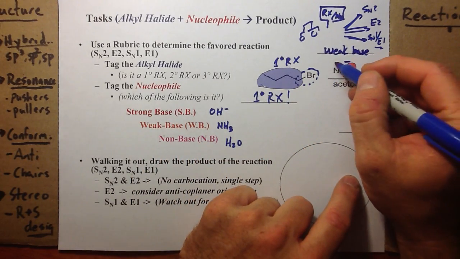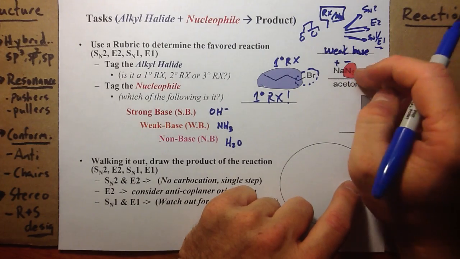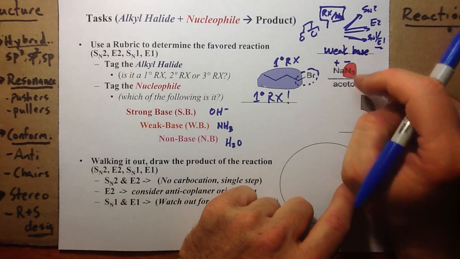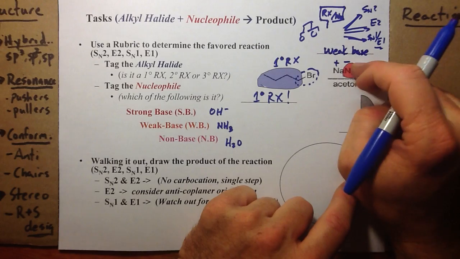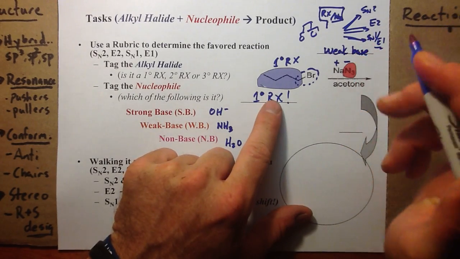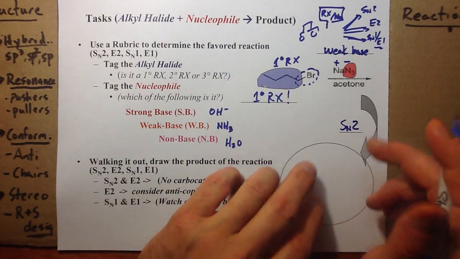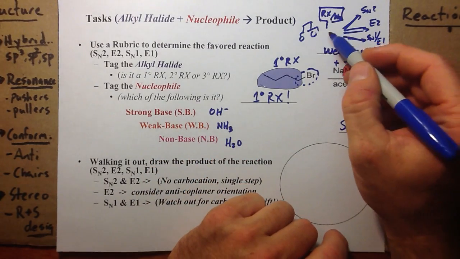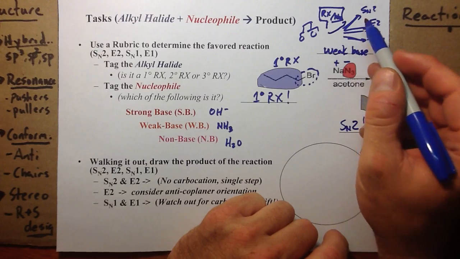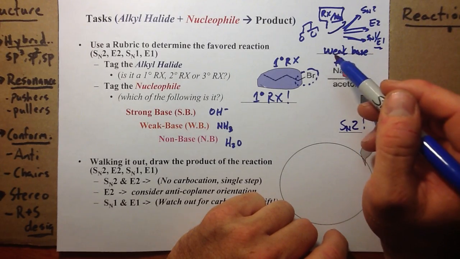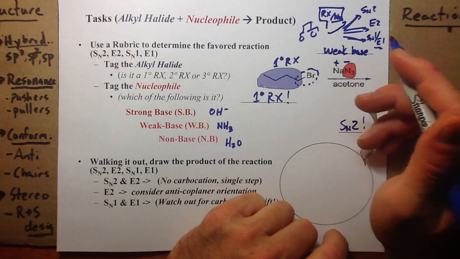This is negative, this is positive. It's the most reactive nucleophilic site. This is just our solvent. We tag it weak base, primary RX. We're going to learn on the rubric on the next page we discussed that's SN2. So we start driving down the SN2 road, and we do all the things that are part of an SN2 reaction.